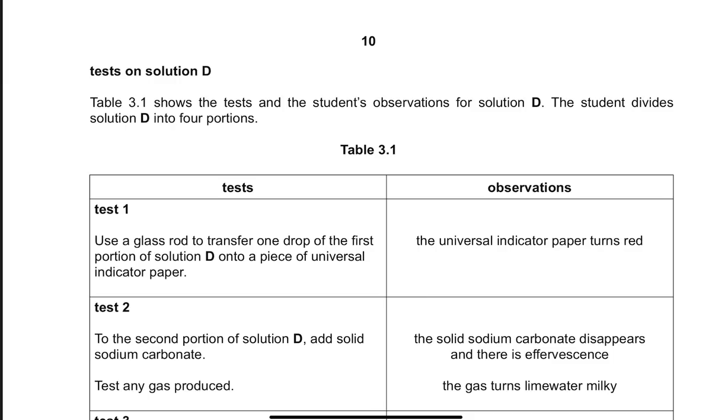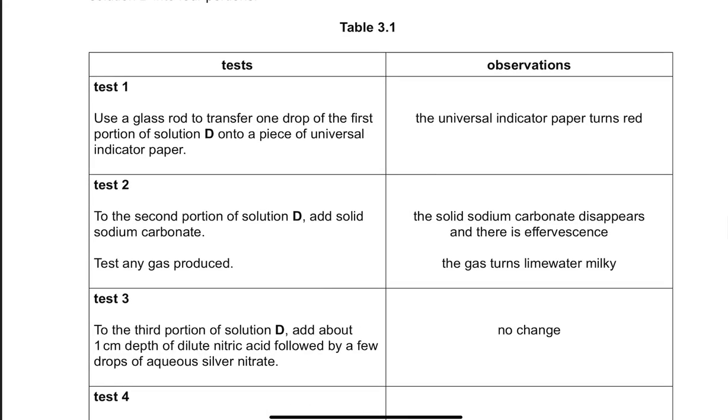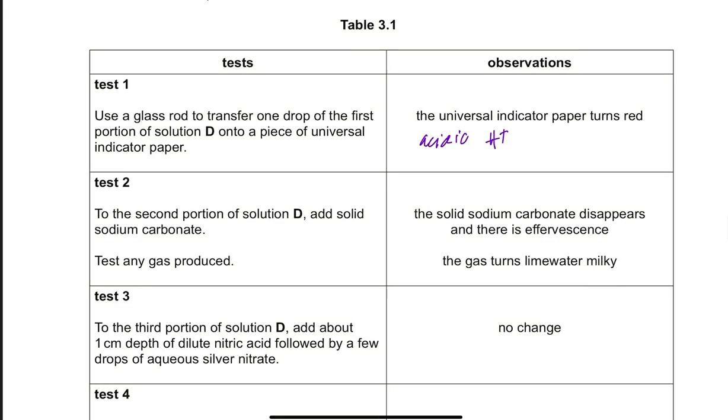Okay, but let's do this. The student divides solution D into 4 portions. Use a glass rod to transfer 1 drop of the first portion of solution D onto a piece of universal indicator paper. The observation is that the universal indicator paper turns red. That means that the solution must be acidic. It must have the H plus ions, right? That is the indication that we could get from the observation.